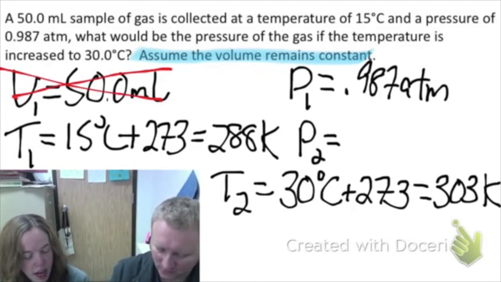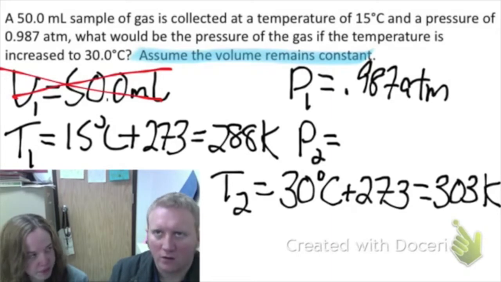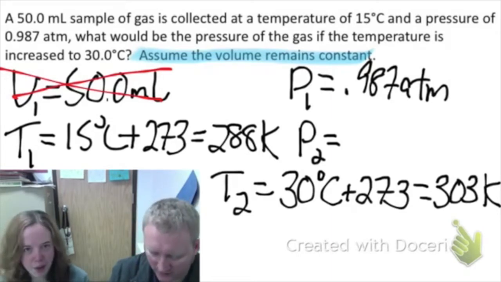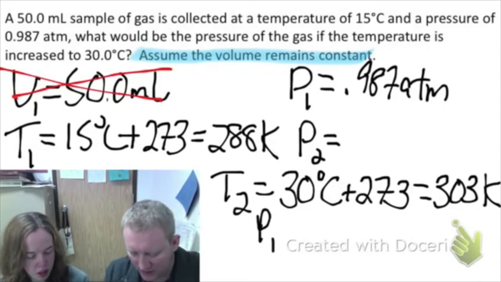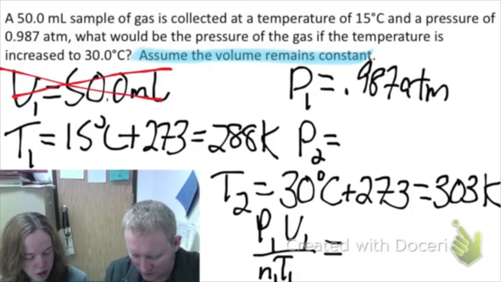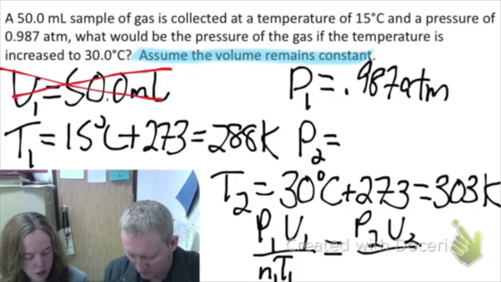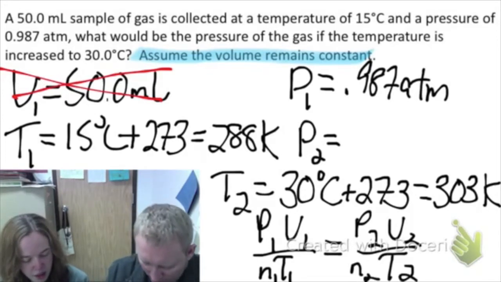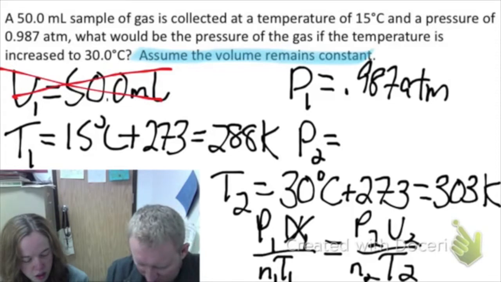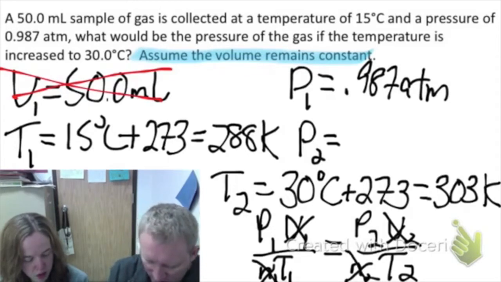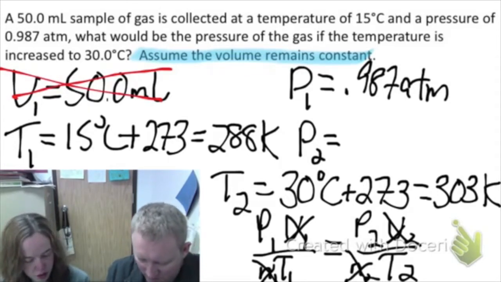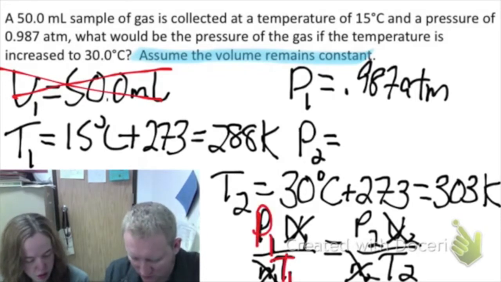And then what else don't we care about? The number of moles, because it never came up. So looking at our PV over NT equals P2 V2 over N T2, what do we need to take out? We need to take out the volumes and the number of moles. So we're only left with the pressure and the temperatures.